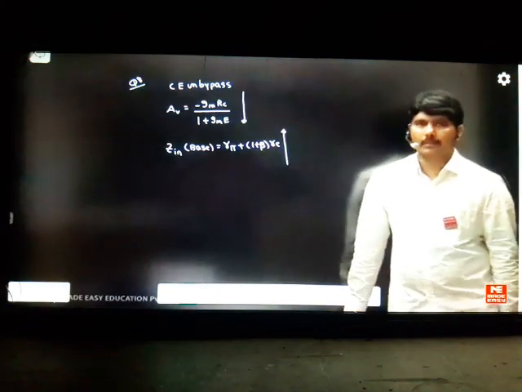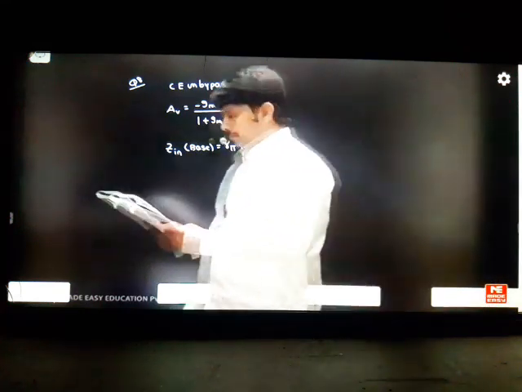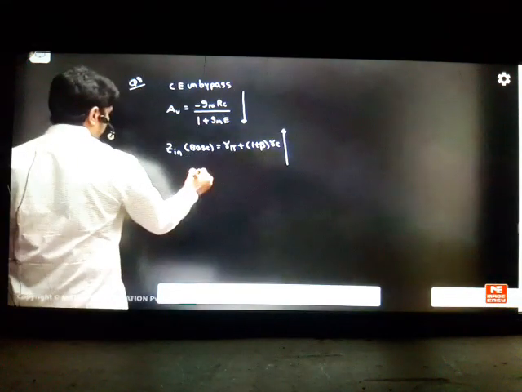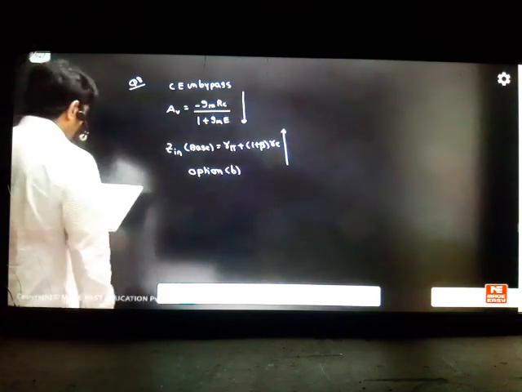What happens to your input impedance? What happens to your voltage gain? A very simple, very standard question. It reduces the voltage gain and increases the input impedance. You can take this as option B as an answer.